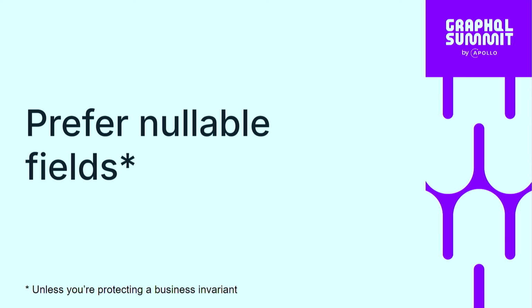And so within the RFC, we landed on this general rule, which was prefer nullable fields. And there's an asterisk here: unless you're protecting a business invariant. If you have some business rule that you cannot violate and it would be violated by returning null, then sure, not null makes sense. But in general, we can prefer nullable fields.